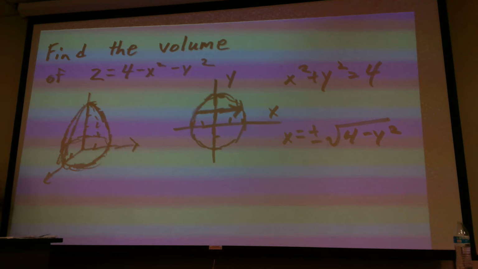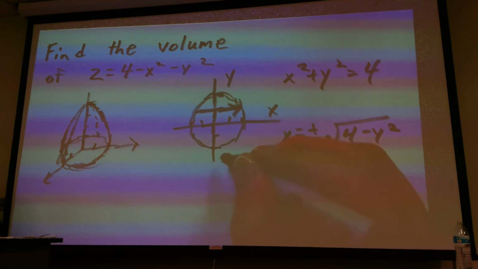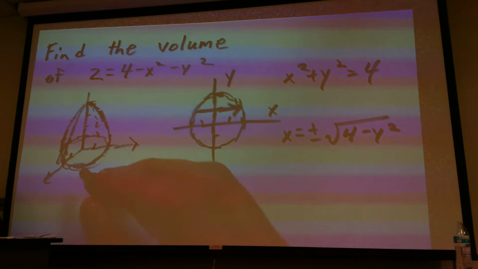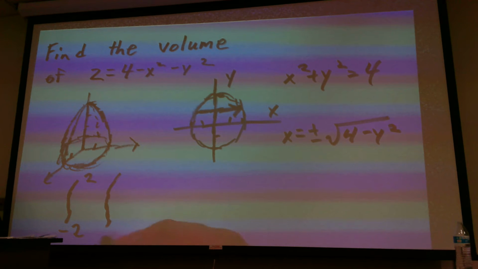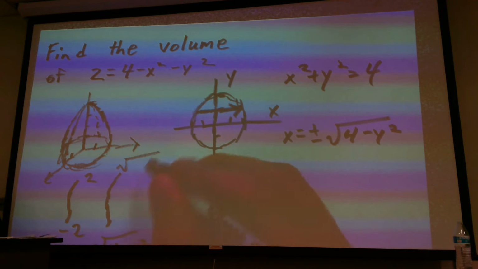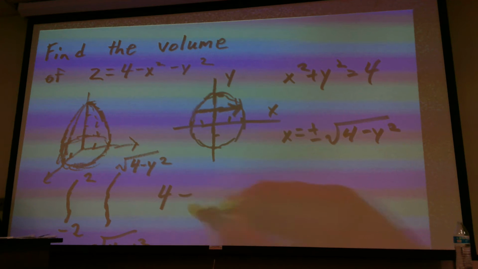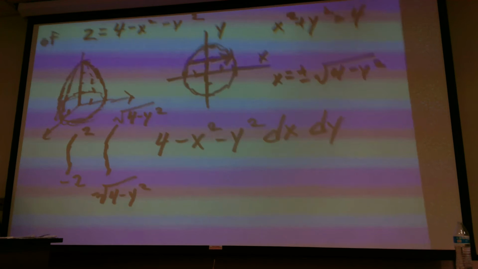Okay. So if I want to begin in the x direction, in the y direction, I'm going to go from -2 to +2. So that'll be the integral from -2 to +2, and the integral of negative root 4 minus y squared to positive root 4 minus y squared of 4 minus x squared minus y squared. Now this is dx dy.